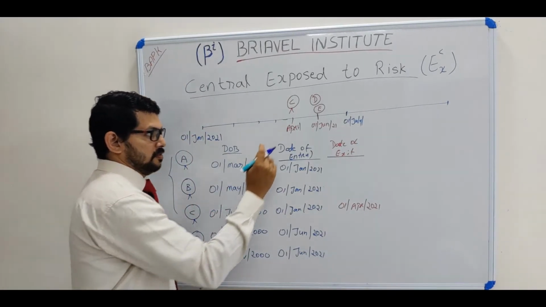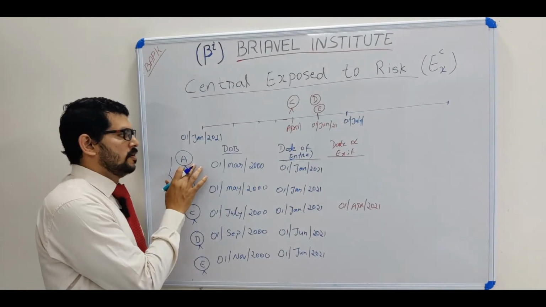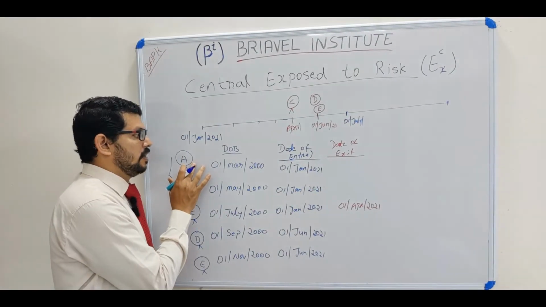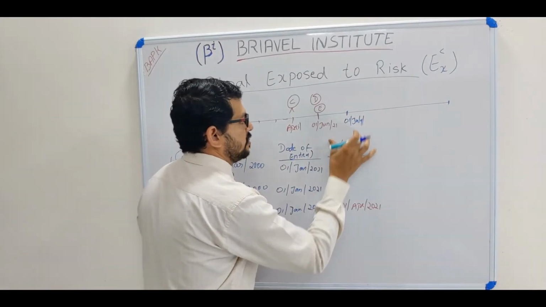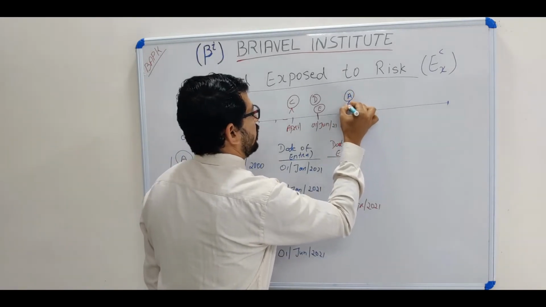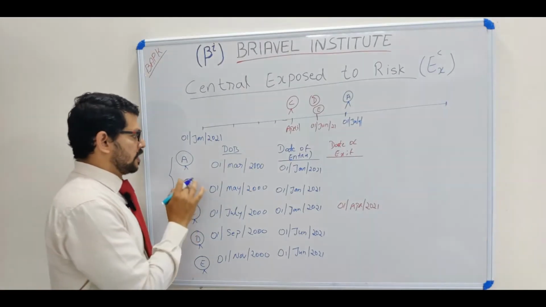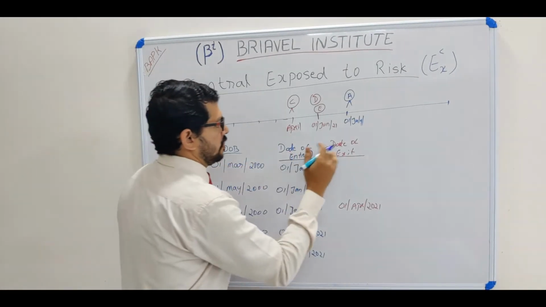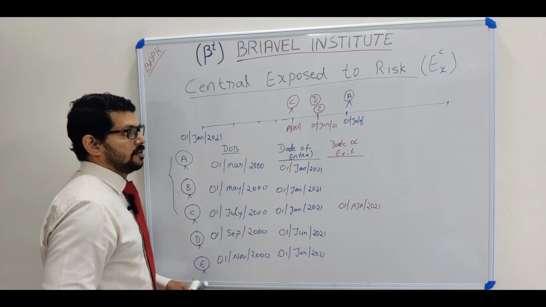What happened? Some tigers attacked this fellow A, so he was killed by the tiger. So his date of exit, we can say he is killed by the tiger. This fellow A is killed by the tiger. The tiger attacked and nobody could save him. So we can say it is a date of exit.